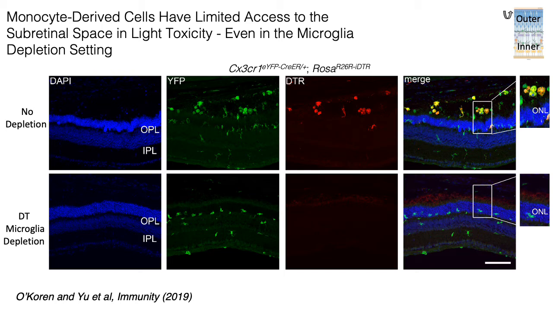Monocyte-derived cells are recruited into the parenchyma readily. However, they still are unable to infiltrate into the subretinal space, suggesting that it's not a competition for space between microglia and monocyte-derived cells, but rather it's a restricted access that microglia specifically have to the subretinal space.